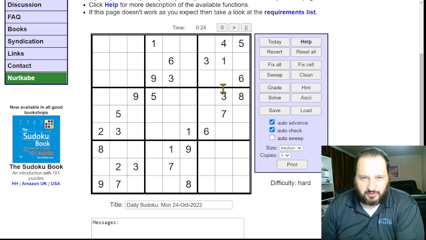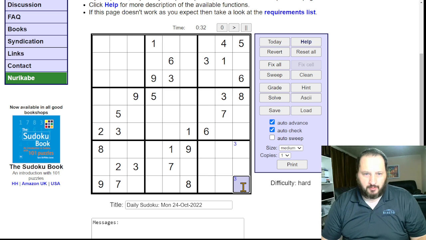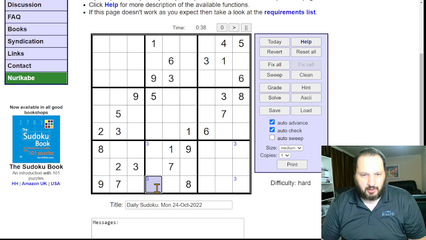Alright, so I'm seeing some 3s here. We've got a 3 and a 3, left and right, and a 3 down the middle. So it looks like we've got a couple options for our 3 here. 3 across the bottom, 3 across the top, 3 down the middle.